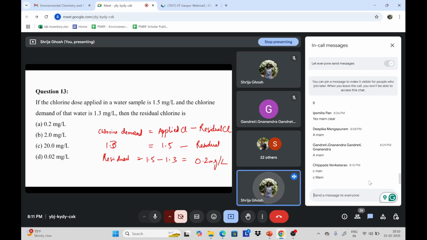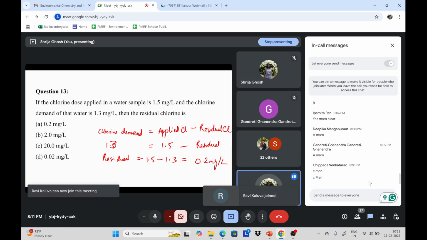Is this that difficult for you to solve? I hope everybody is able to solve this. If you guys have a doubt in understanding chlorine demand or in understanding any of the terms, ask.